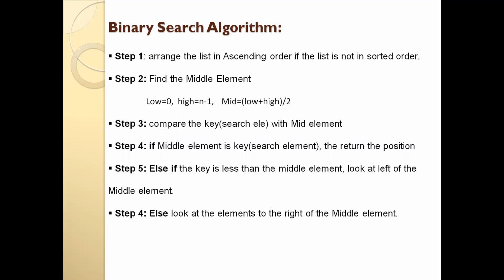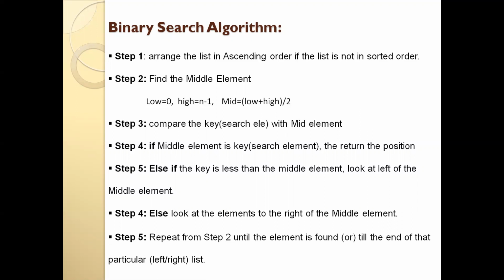Suppose the key element, or the search element, is greater than the middle element, then search for that element only on the right side of the list. No need to search the left side. This process will continue until the element is found or until the end of that particular partition, either the left partition or the right partition.